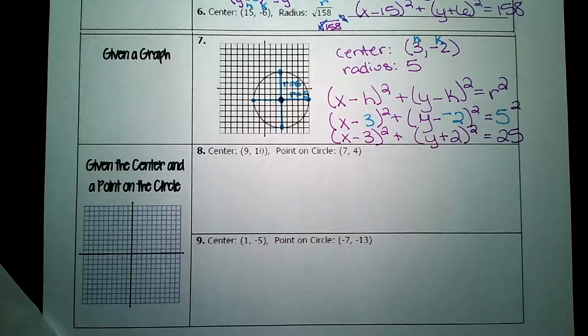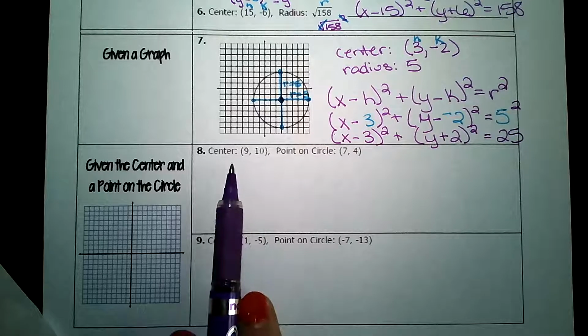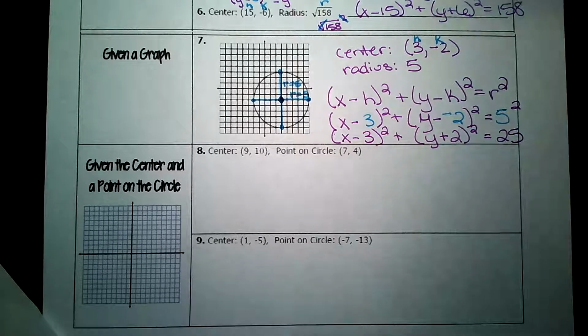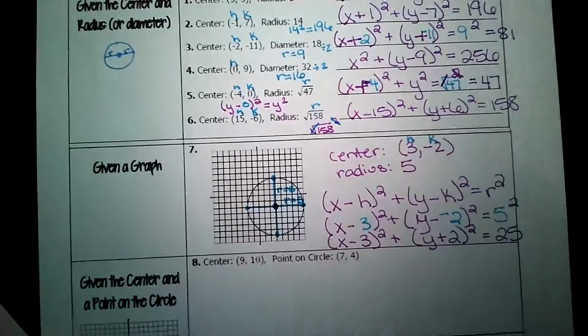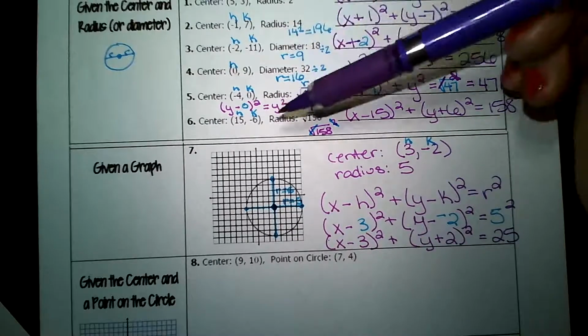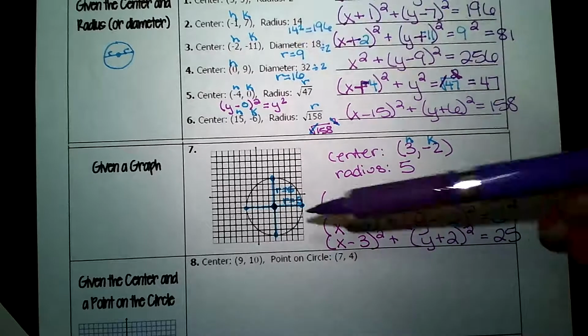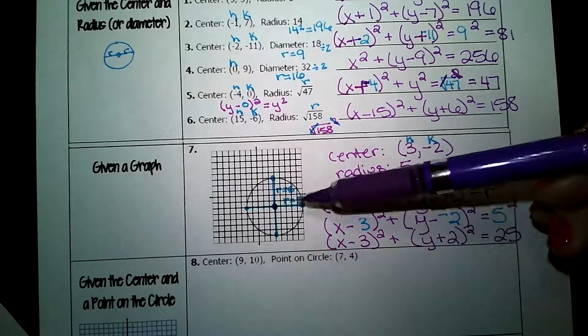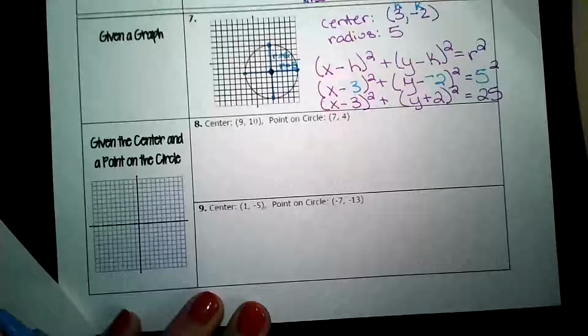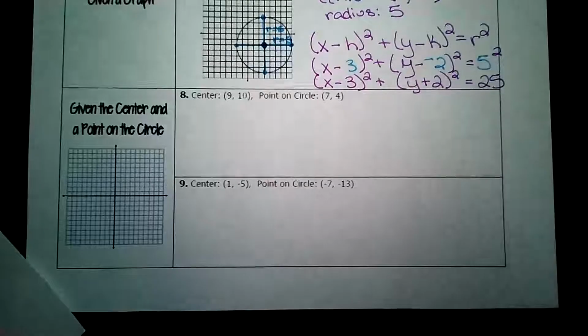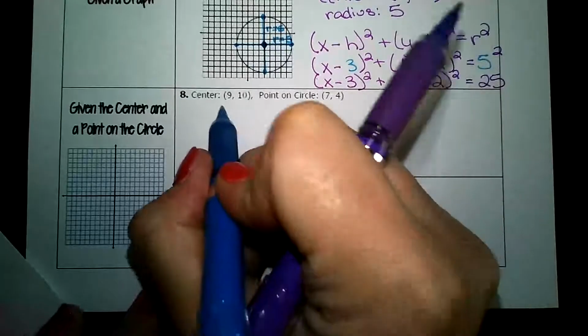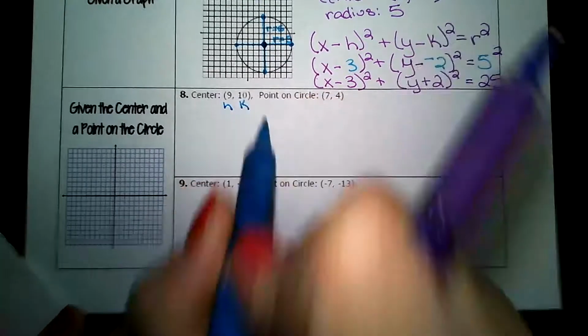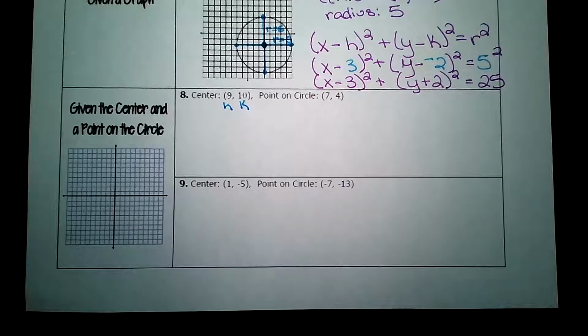Okay, our final layer of difficulty is going to be presented this way. Instead of giving us the center and the radius, as in our first layer of difficulty, they just told us the center and the radius. Here they kind of hid it within the graph, but we could count out the center and the radius. And on this final example, they give us the center still, so there's the h and k we're looking for, but they give us no radius.